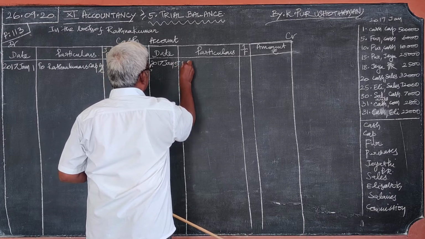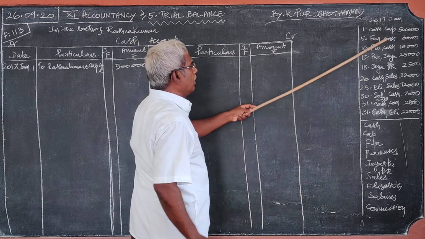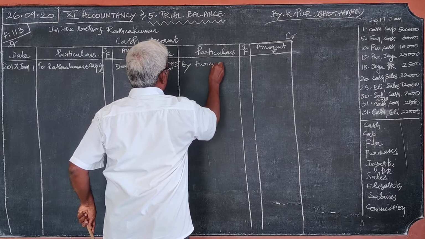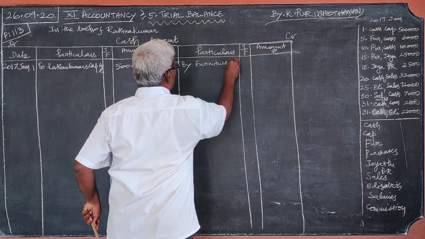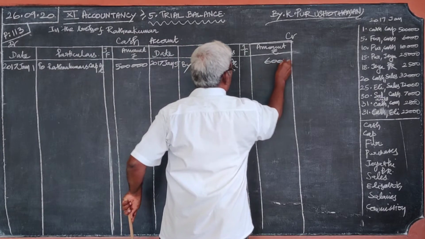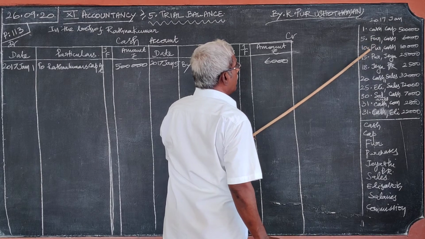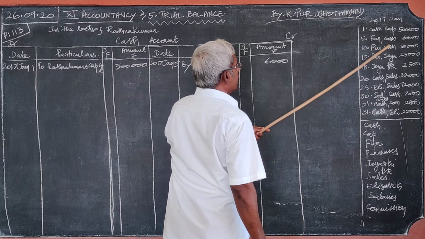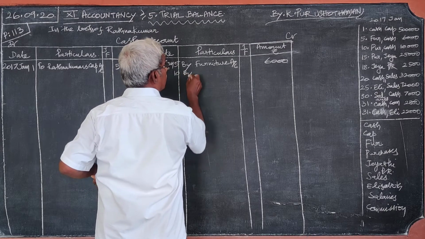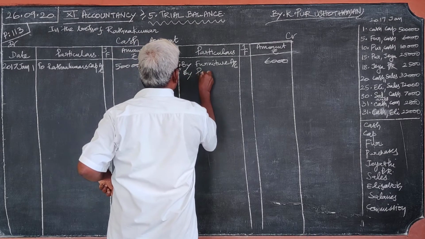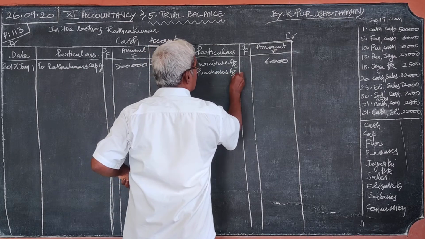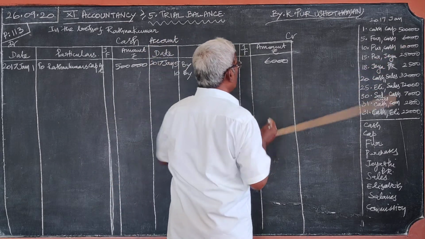Right. Then on 5th, cash is appearing on the credit. Therefore, on the credit side, by what is coming along with the cash? Furniture. By furniture account 6,000. Then on 10th, cash is on the credit side. So, by purchases account. Amount is 10,000.